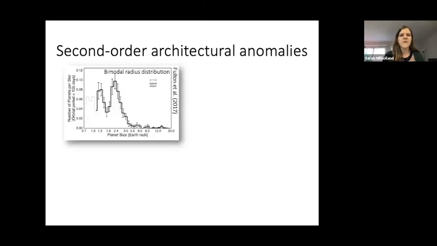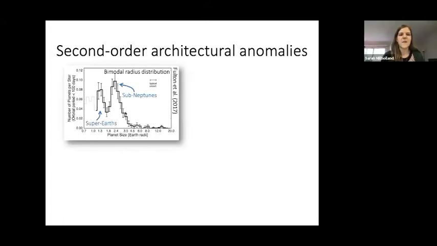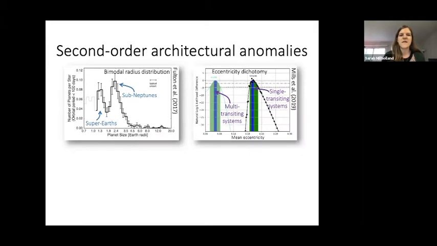So one example is the bimodal nature of the radius occurrence rate distribution, where the lower peak has come to be known as the super Earths, and the upper peak is now known as the sub-Neptunes. Another dichotomy that we see is in the eccentricity distribution of close-in planets, where multi-transiting systems tend to have much lower eccentricities than single transiting systems. So here's another example of a second order dichotomy.